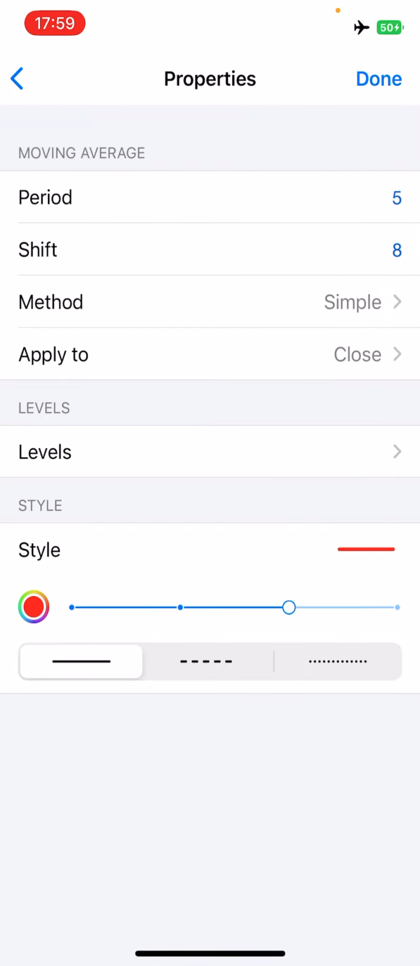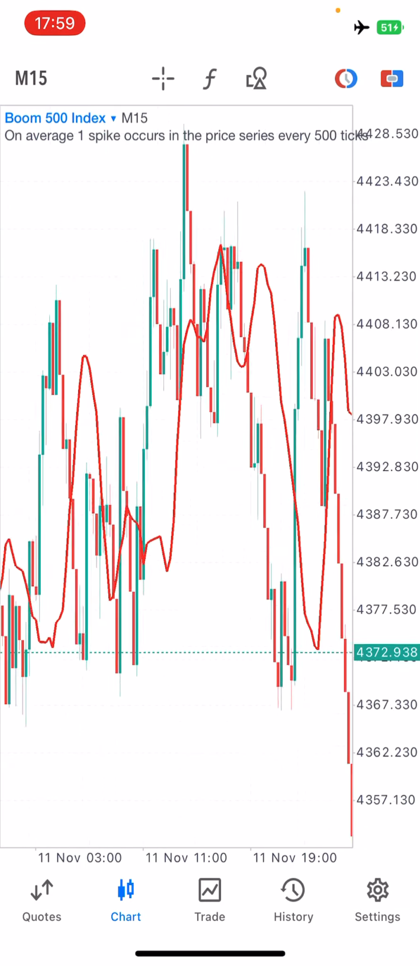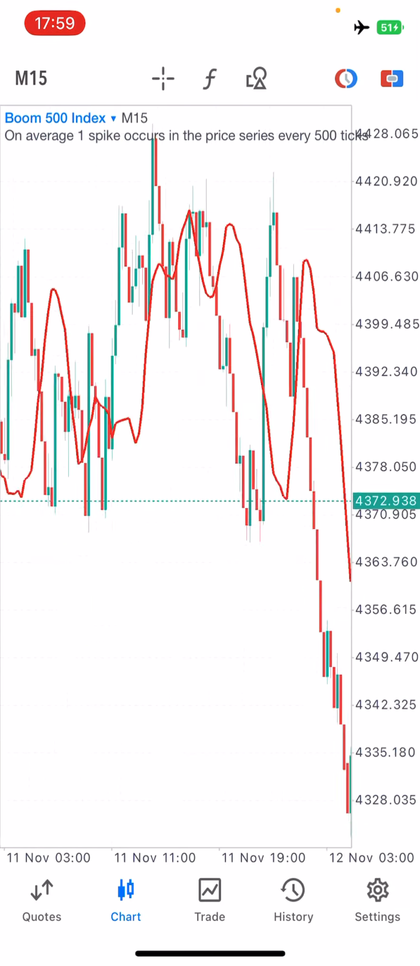I would prefer that you choose the same colors that I'm choosing, because I'm going to be referring to these colors throughout this video. So for it not to be confusing to you guys, just use the same colors as me. And so you can click on done, and you have this red line running across your chart.